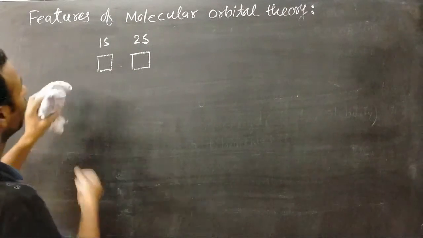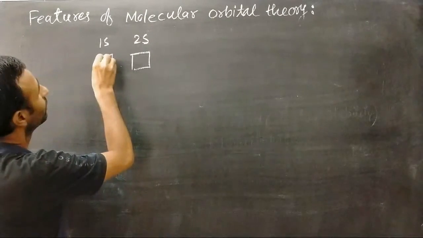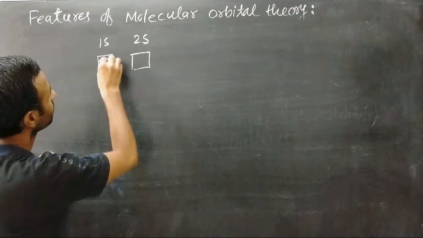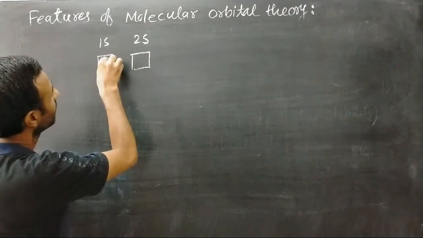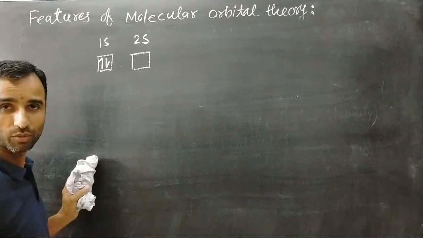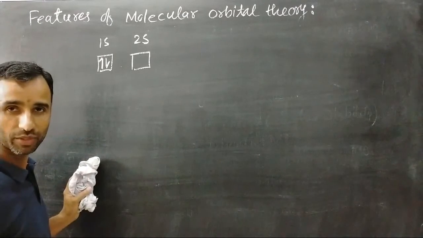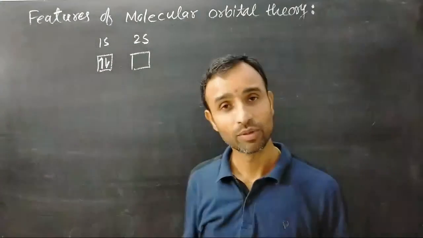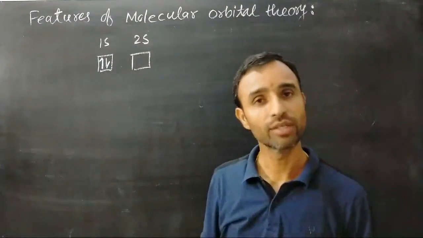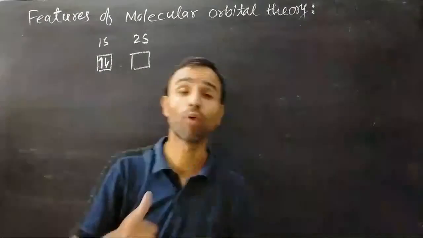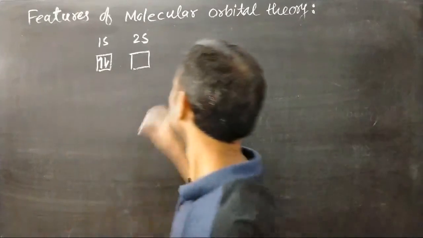And when electron pairing takes place, when two electrons are filled in the same orbital, they should have opposite spin. What is the name of this principle? It is Pauli's exclusion principle.